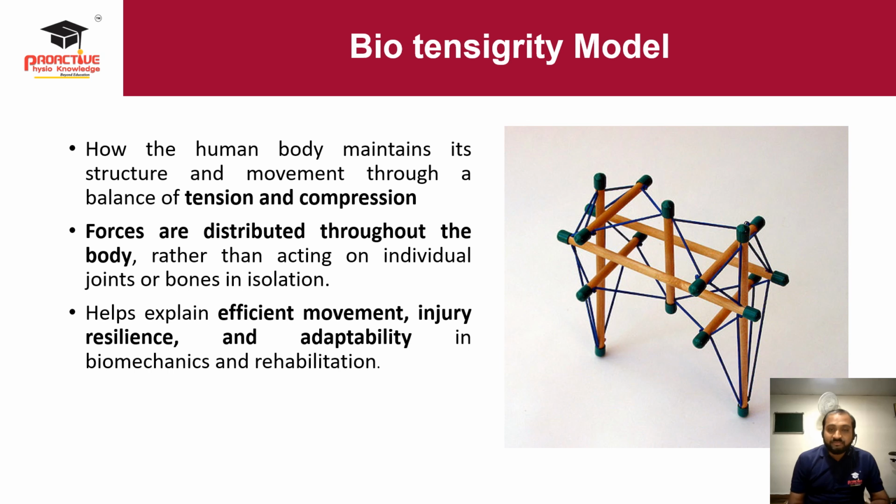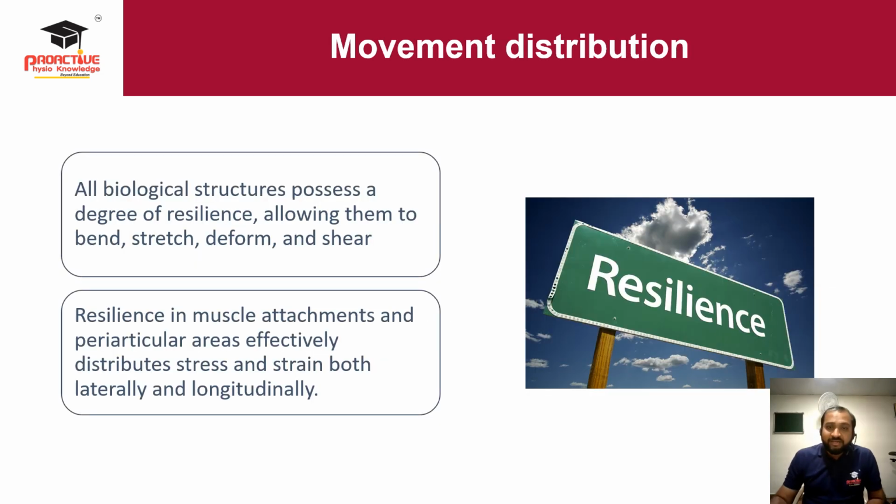So likewise, we have to understand how the movement occurs, and this biotensegrity model helps us to explain efficient movement, injury resilience, and adaptability in biomechanics and rehabilitation. There is movement distribution. This biological structure possesses a degree of resilience, allowing it to bend, stretch, deform, and reshape. The resilience in a muscle's attachment and the periarticular areas effectively distributes the stress and strain both laterally and longitudinally.